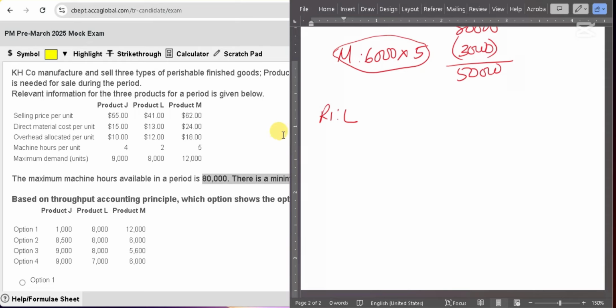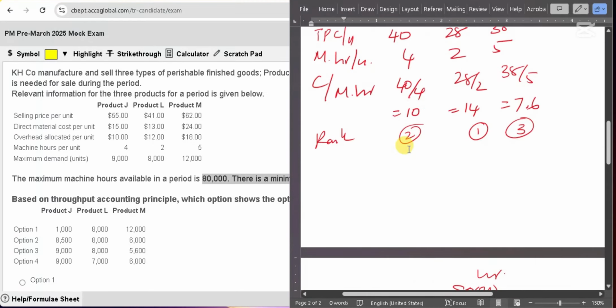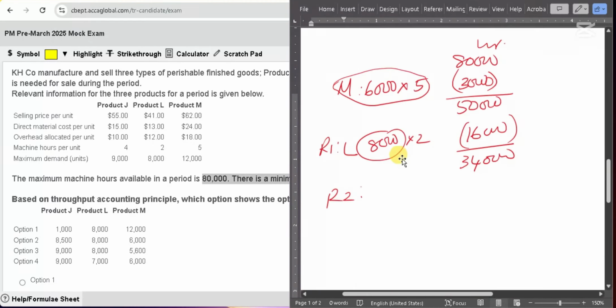L, 8,000 units demanded, 2 hours. 8,000 units times 2 hours, 16,000 will be gone. With that, L is satisfied. Balance 34,000 hours. Now go to rank 2. Which is rank 2? J, I remember. Yes, rank 2 is J.